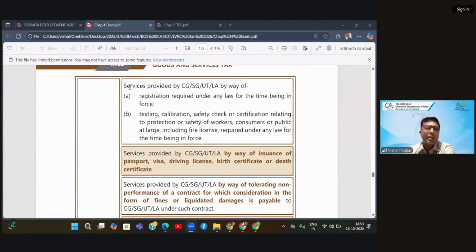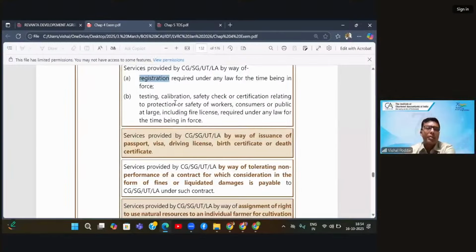Next, again within this category, services provided by the central government, state government, etc., by way of registration. So where you have to take registration and you pay some charges for registration. And these registrations are the registrations which are made compulsory under any law. Like in order to run factory, you have to take registration under the Factories Act. For starting a company, you have to pay the fees for getting your company registered. All these fees are exempt.